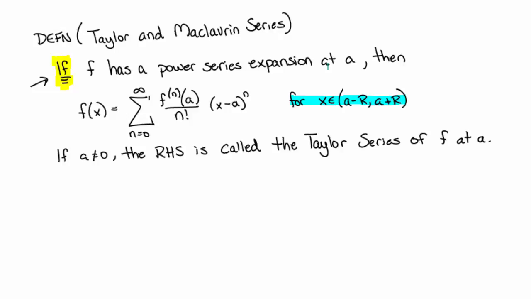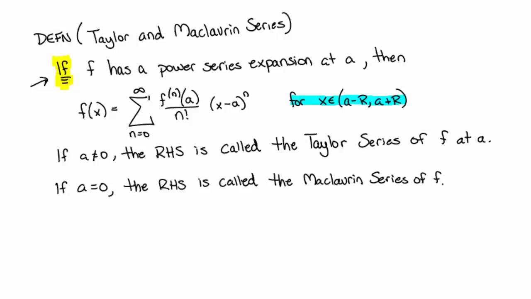If a is non-zero, so in other words, we're centering anywhere but 0, then this is called the Taylor series of f at a, and if a happens to be 0, it gets its own special name. I will almost always still call it a Taylor series about 0, but most people in fact call it a Maclaurin series. And note in that part of that definition, I don't even say it's a Maclaurin series of f at 0. It's just called the Maclaurin series, a special case where you center at 0.